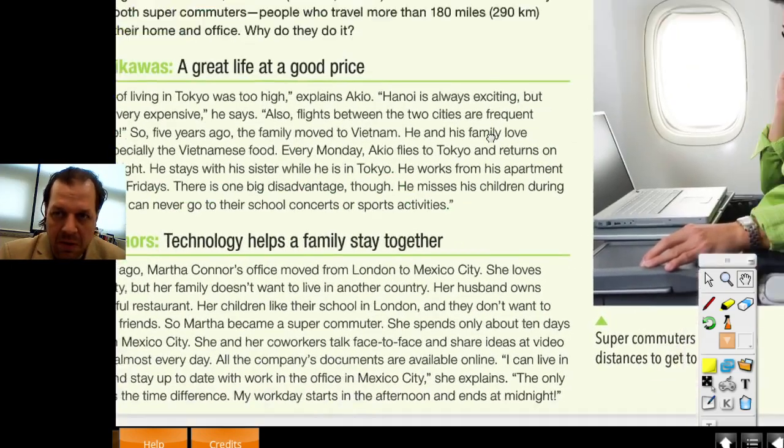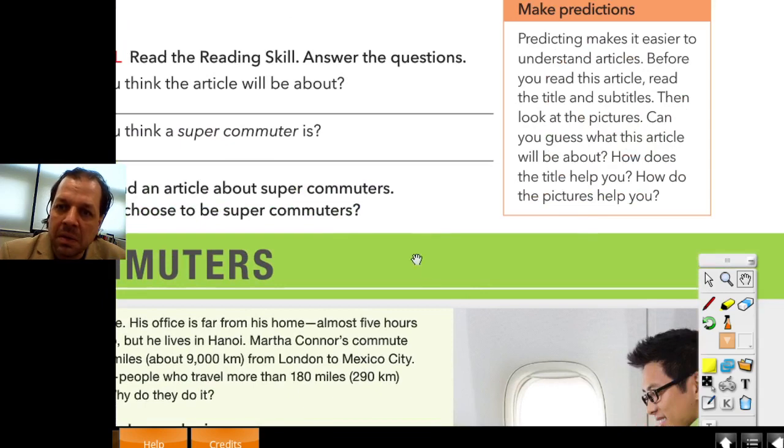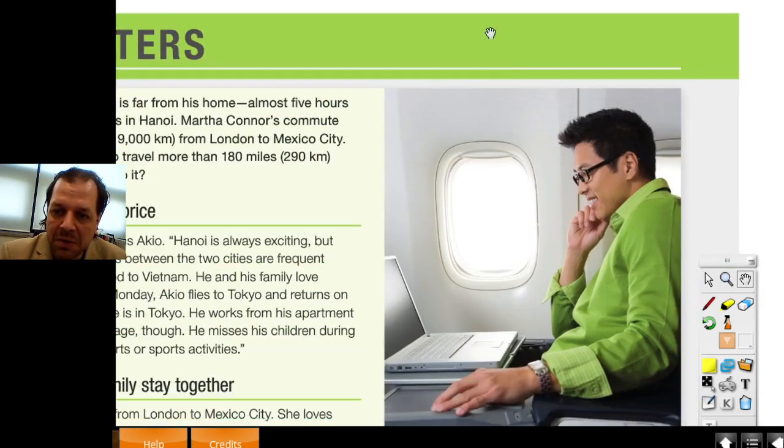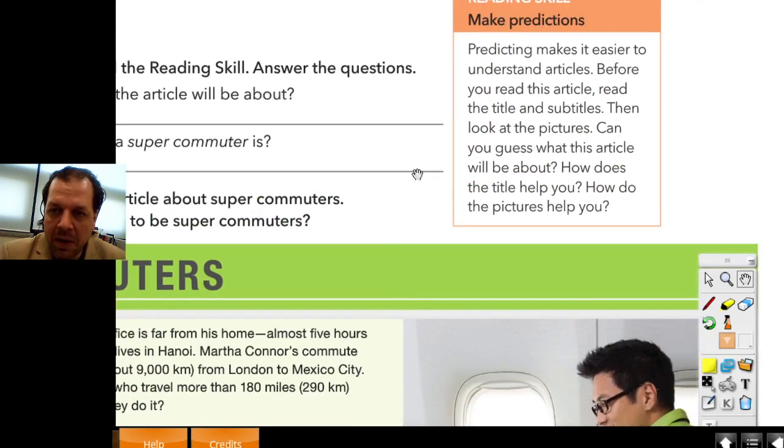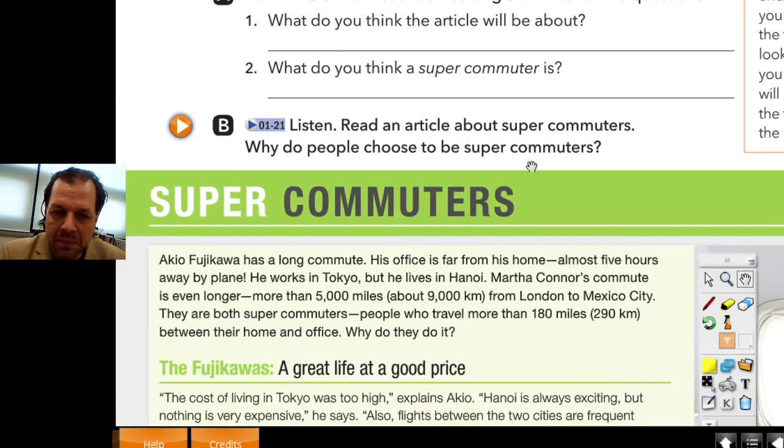Okay, so those are subtitles. Then look at the pictures. Here we go. One picture here. Alright, smiling on an airplane. Can you guess what this article will be about? How does the title help you? And how do the pictures help you?